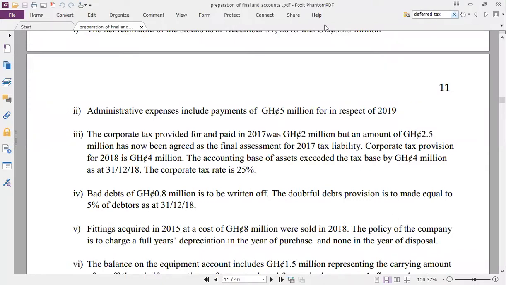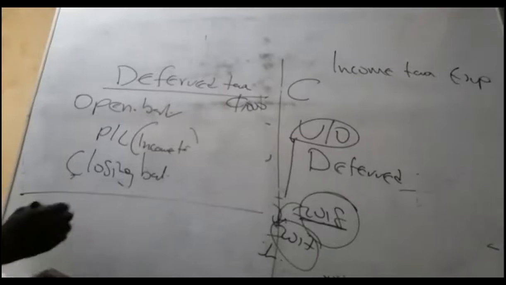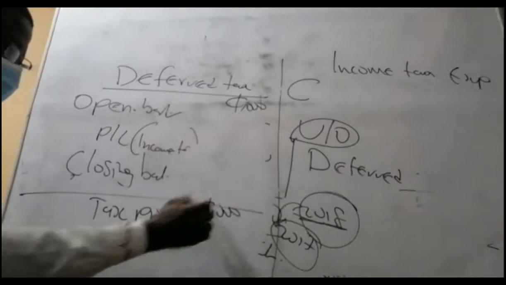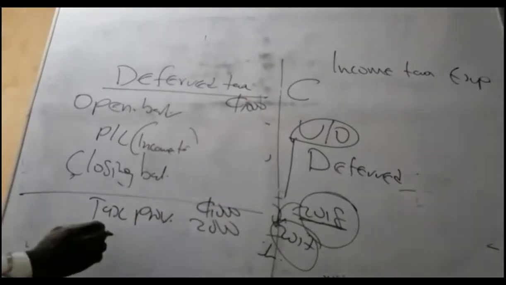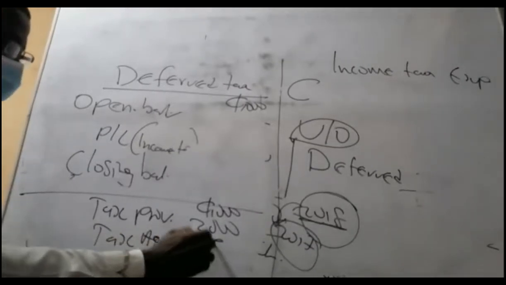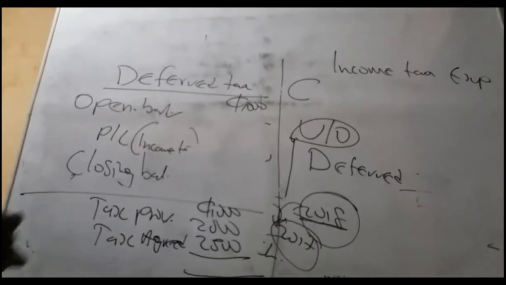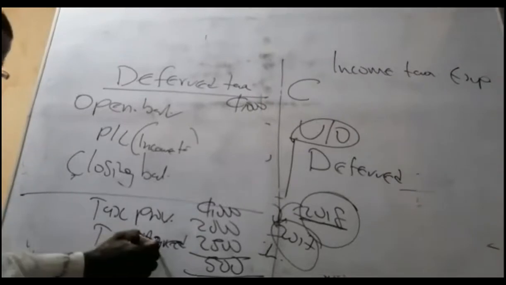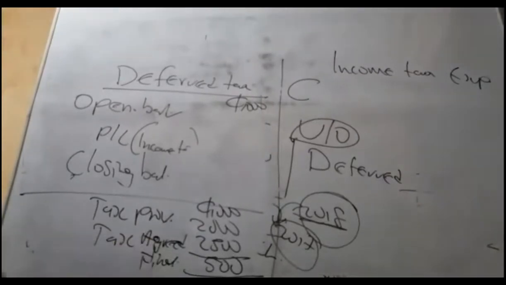Now let's see. Tax provided: they provided for 2 million, that would be 2,000. And then tax agreed will be 2,500. So will it create over tax provision or under tax provision? To create under tax provision, they provided less than the final one, because you don't have the final decision when it comes to tax.